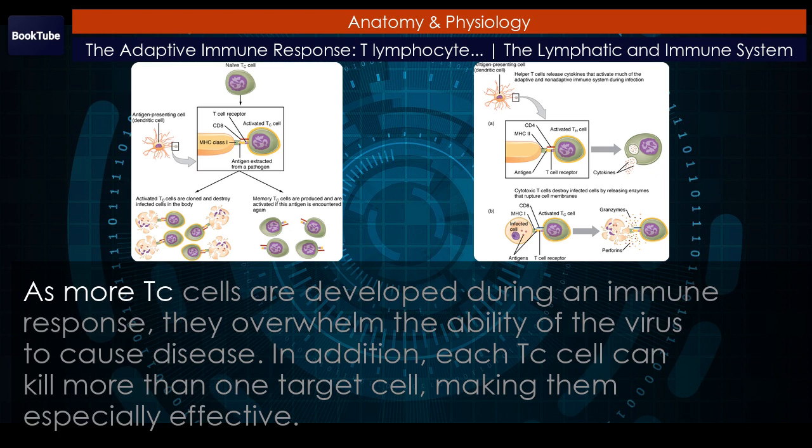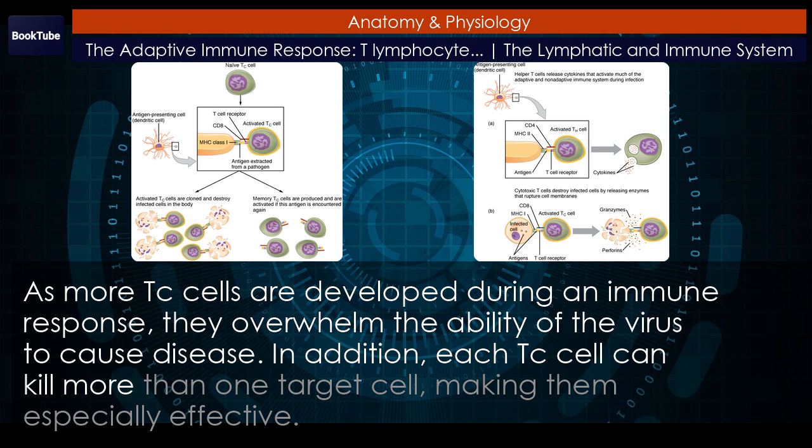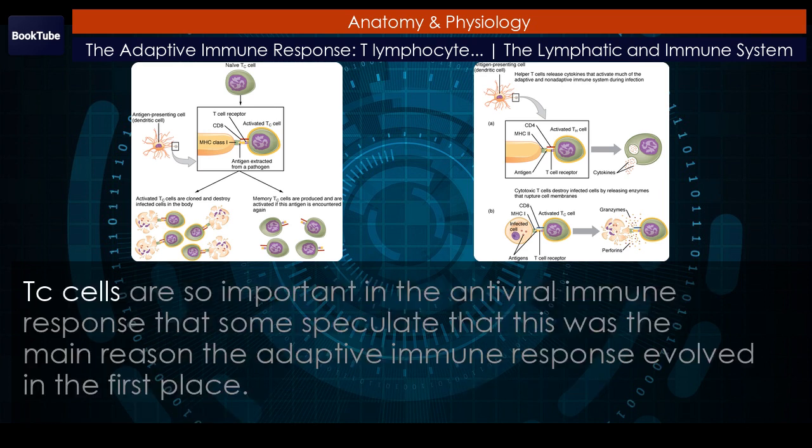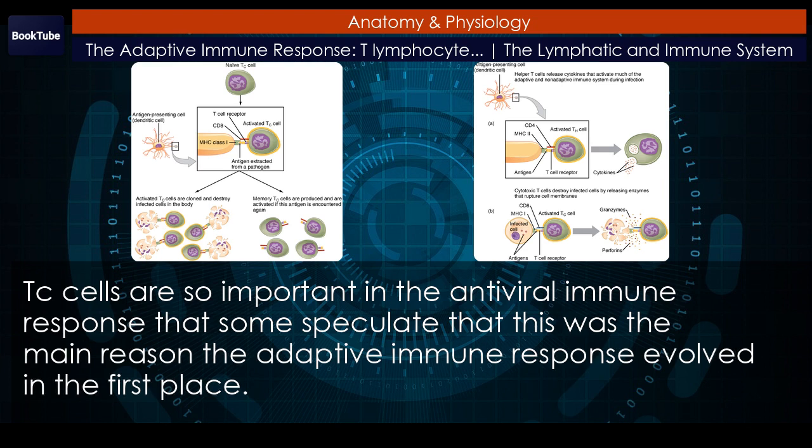As more TC cells are developed during an immune response, they overwhelm the ability of the virus to cause disease. In addition, each TC cell can kill more than one target cell, making them especially effective. TC cells are so important in the antiviral immune response that some speculate that this was the main reason the adaptive immune response evolved in the first place.